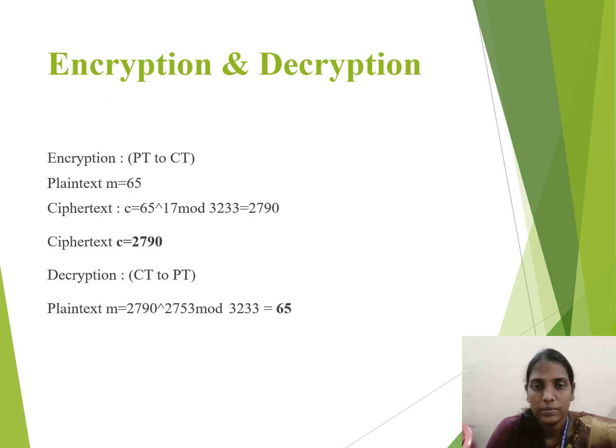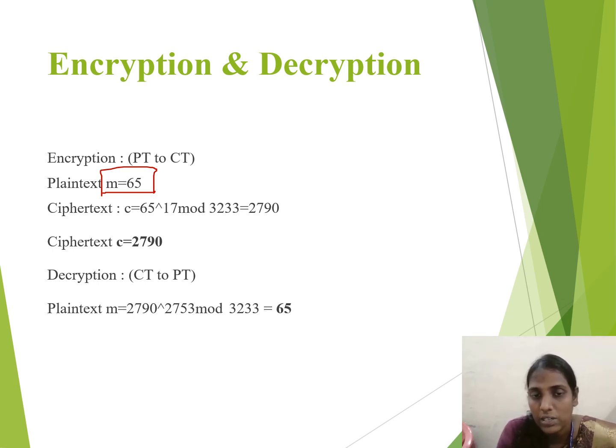Next, we will see how the encryption and decryption techniques work in the RSA algorithm. First, we choose the plain text value m equal to 65. This is based on our assumption, that is the original message we are going to send to the receiver. Applying this in the ciphertext formula, C equals 65 to the power 17 mod 3233.